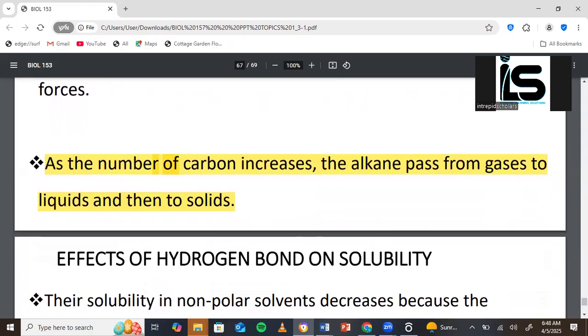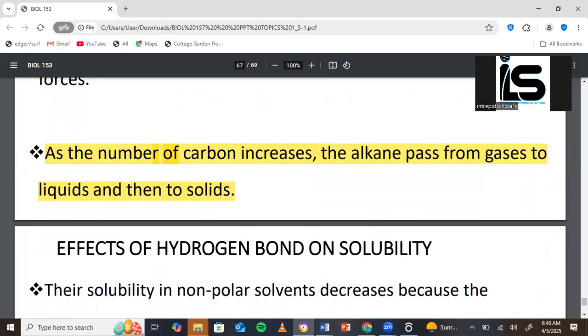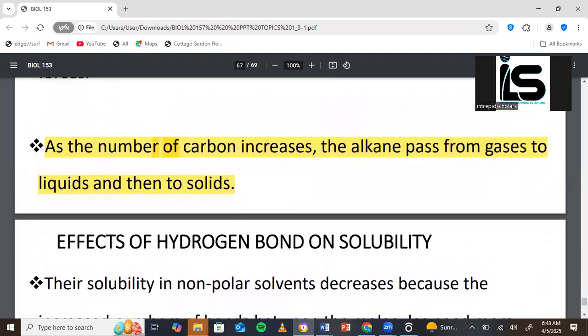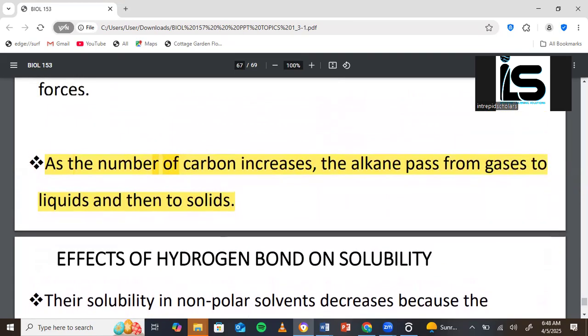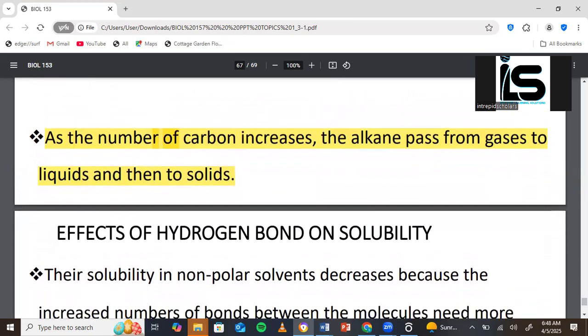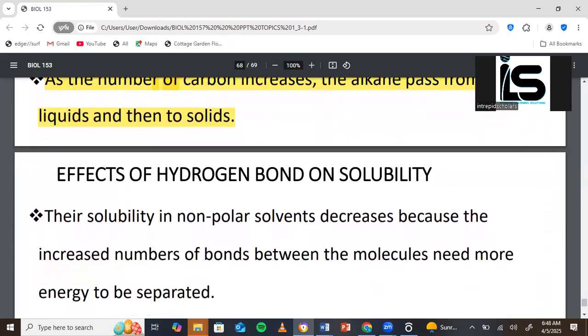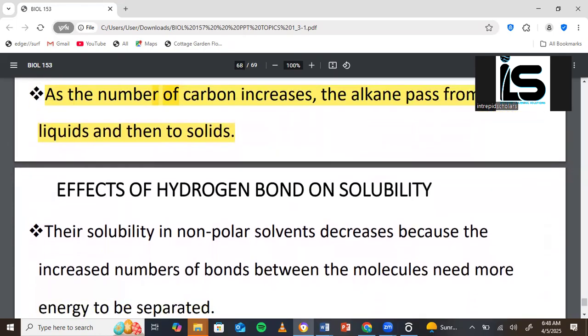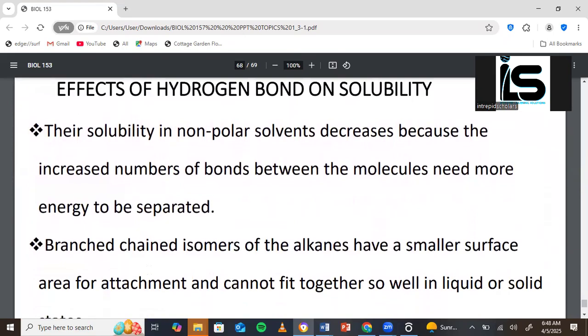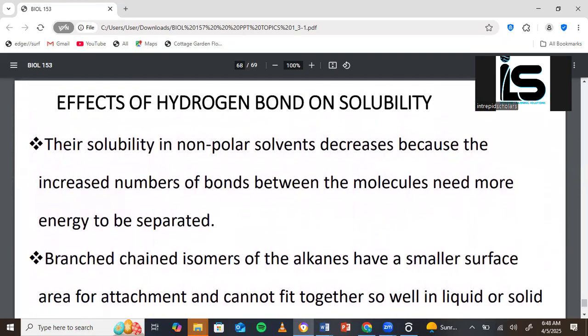Now, as the number of carbons increases, our alkanes pass from gases to liquids, then to solids. This shows you that once you are adding more atoms, or the molecular size is increasing, then you have to proportionally increase the van der Waals forces between them. Now, the last point, very important, effect of hydrogen bonding. This is what relates to what we have to talk about.